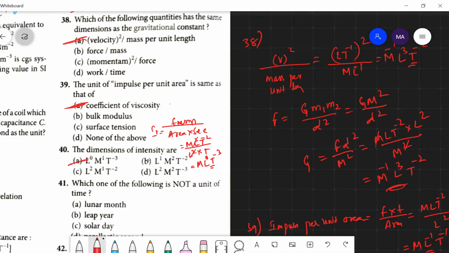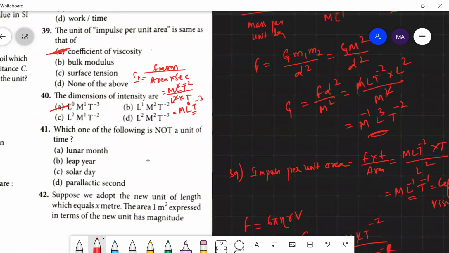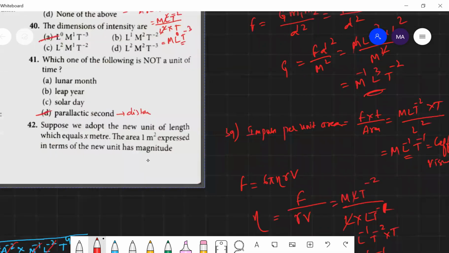Question 41: which of the following is not a unit of time per definition? Can anyone tell me which of the following is not the unit of time? See, lunar month, leap year, and solar day are units of time. The parallactic second is a unit of distance. So which of the following is not a unit of time? Parallactic second is the answer for this one, because parallactic second is used for measuring distance. That is equal to 3.26 light years. Just now I told you, isn't it?